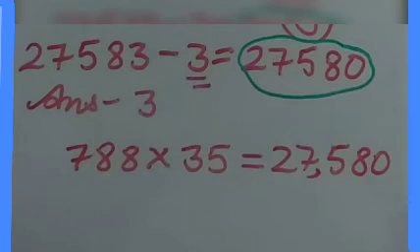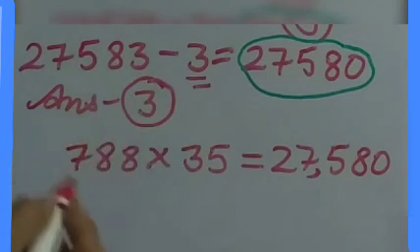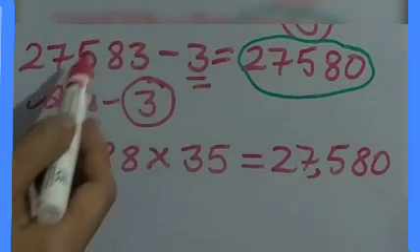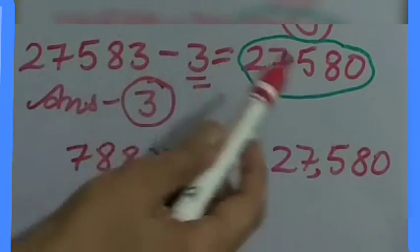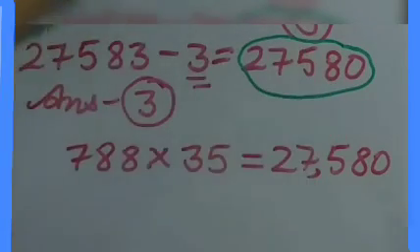So which is the least number? Least number only, that is 3. If I subtract it from 27,583, the number which will become, that will be exactly divisible by 35.